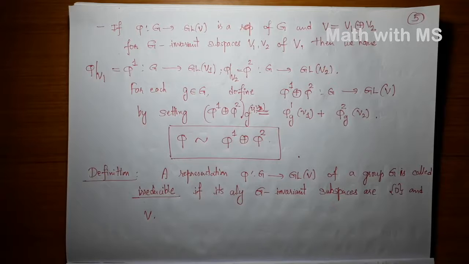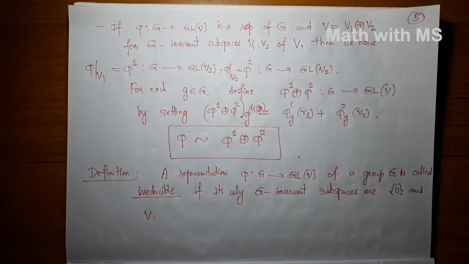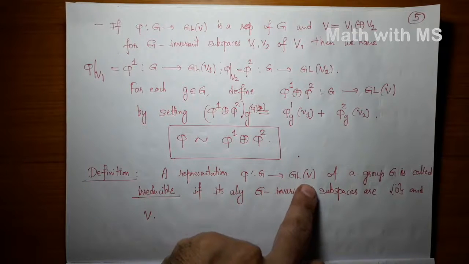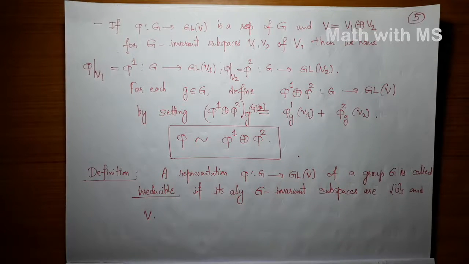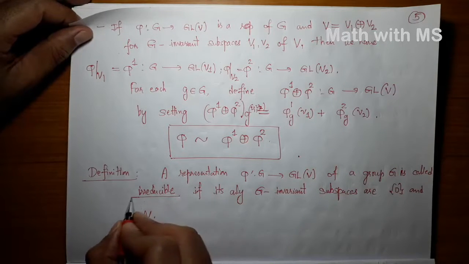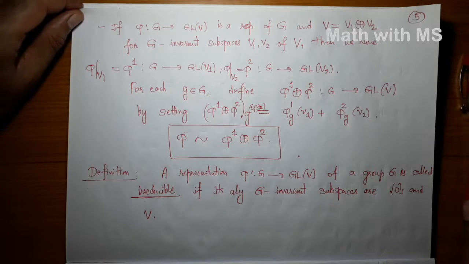That means you cannot decompose this representation as a direct sum of two non-zero representations. Non-zero here means going into GL of a non-zero vector space; a zero dimensional vector space will not really give anything. So a representation is said to be irreducible if it does not have any proper G invariant subspace. This irreducibility is some analog of primes in the prime factorization of natural numbers. Let us see some examples.